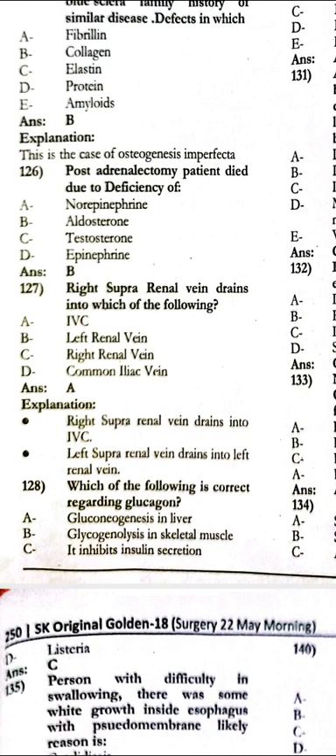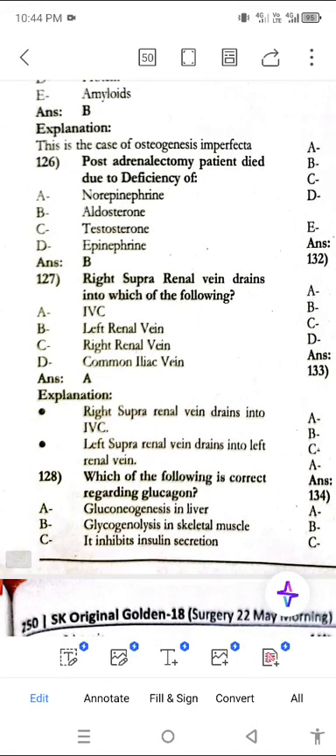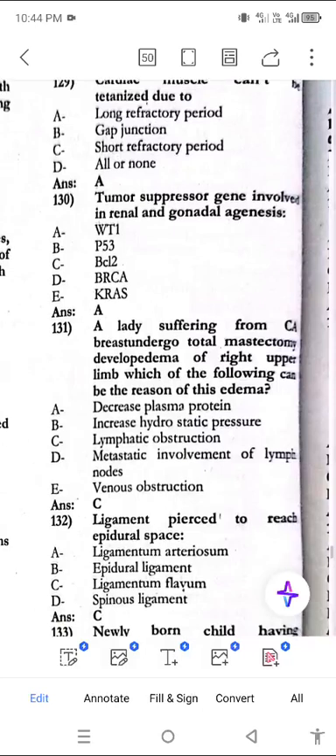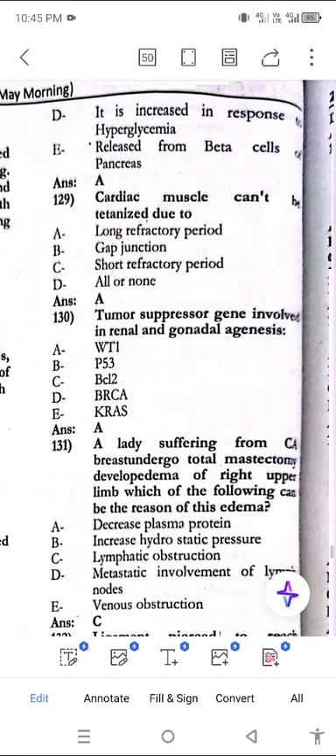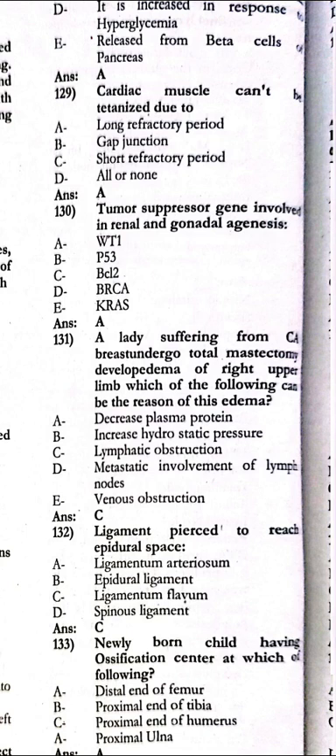Which of the following is correct regarding glucagon? Next, this is gluconeogenesis in the liver. Next, cardiac muscle cannot be tetanized due to the long refractory period. The tumor suppressor gene involved in renal and gonadal agenesis is WT1. A lady suffering from CA breast underwent total mastectomy and developed edema of the right upper limb. Which of the following can be the reason for the edema? That is lymphatic obstruction.